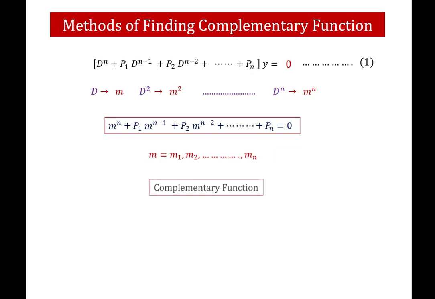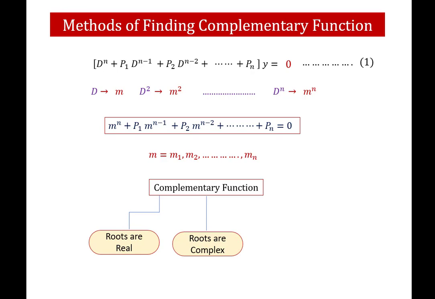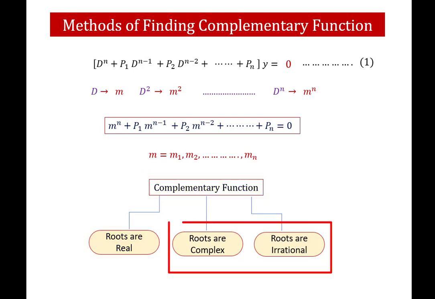Now the complementary function of equation 1 depends upon the nature of the roots of the auxiliary equation. Hence, the following cases arise. First, when the roots of the auxiliary equation are real. Second, when the roots are complex. Third, when the roots are irrational. In this lecture, we will learn how to find the complementary function when roots are real. The second and third cases will be discussed in the next lecture.